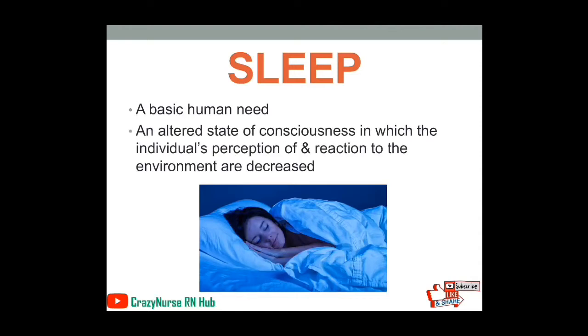Sleep has come to be considered as an altered state of consciousness in which the individual's perception of and reaction to the environment are decreased. Sleep is characterized by minimal physical activity, variable levels of consciousness, changes in the body's physical processes, and decreased responsiveness to external stimuli.